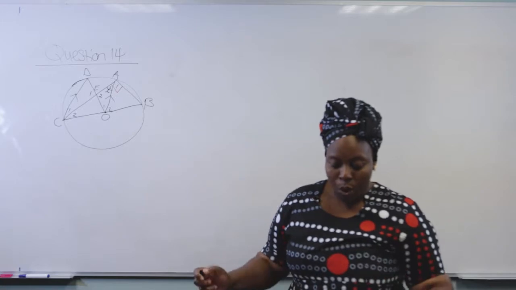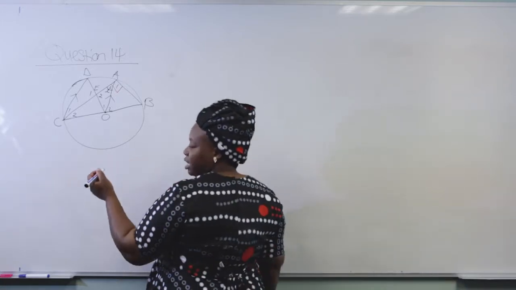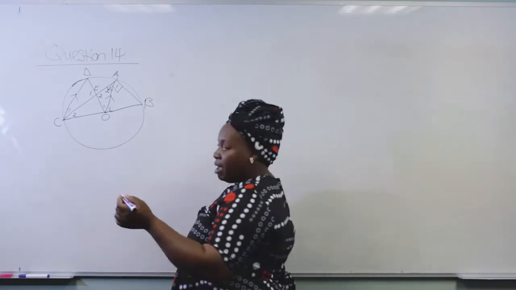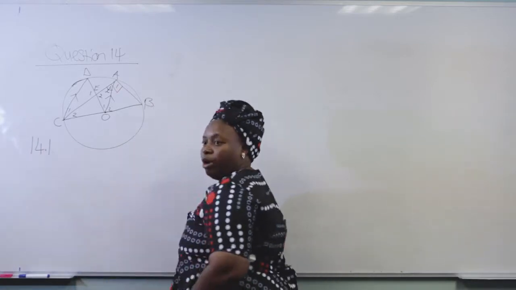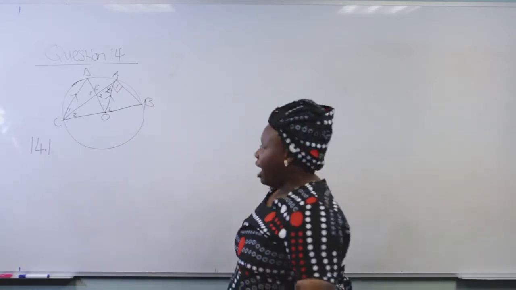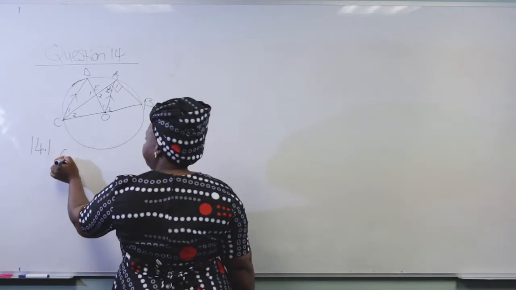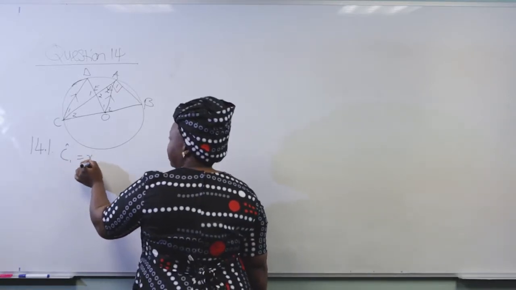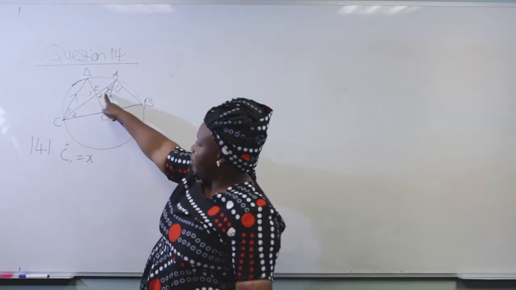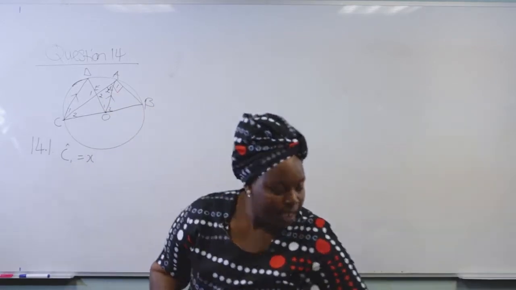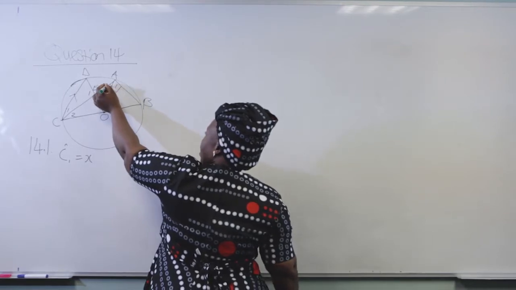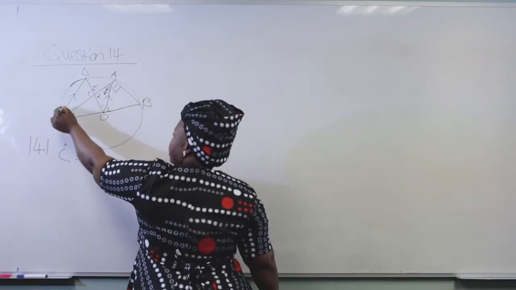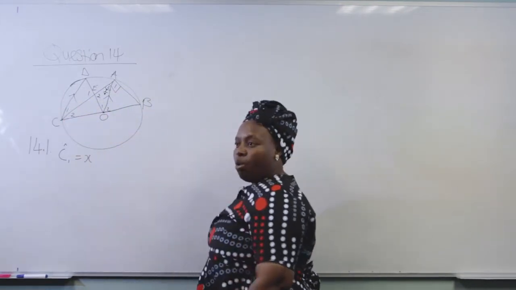Give a reason why. Now we are still reasoning. This is question 14, as I said. My 14.1 is, we must give a reason why angle C1 is equal to X. Now where's X? This is where my X is. Now they are saying, give a reason why this A2 is actually equal to angle C1.